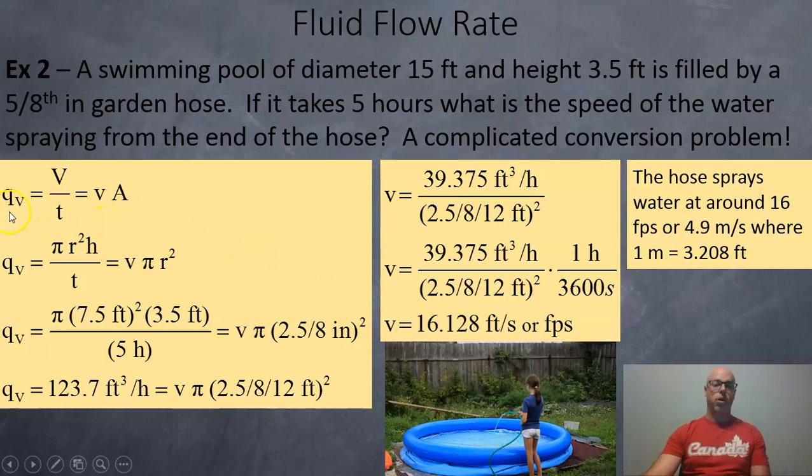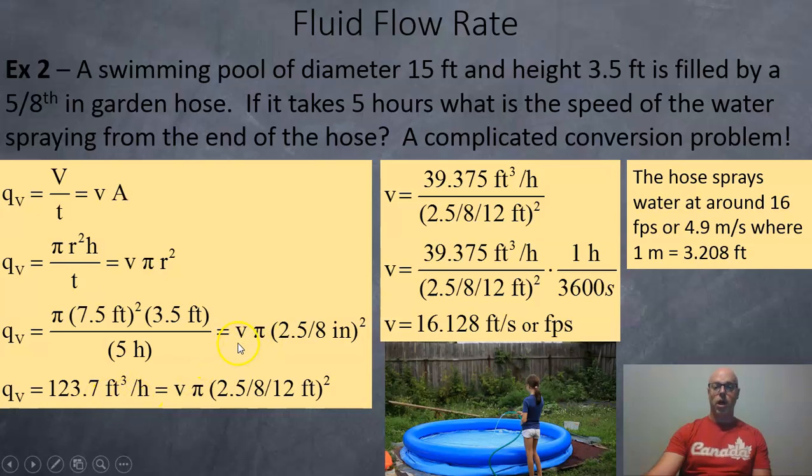So we're going to use the flow rate formula for this. Flow rate is volume over time, or speed times cross-sectional area. The volume of a cylinder, like a pool, is pi r squared h, and the cross-sectional area of the hose is pi r squared. So here we're going to get half the diameter of the pool, so half of 15 feet is 7.5 feet. And then we have the height, which is 3.5 feet. So altogether, we're going to get pi times 7.5 feet squared times 3.5 feet over 5 hours. So the flow rate is 123.7 cubic feet per hour.